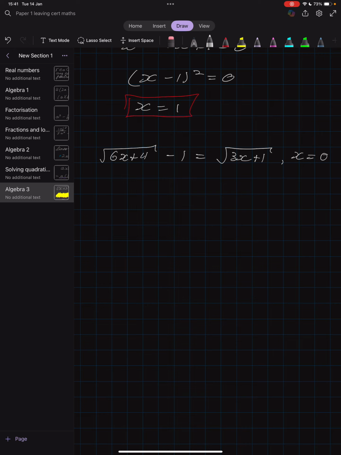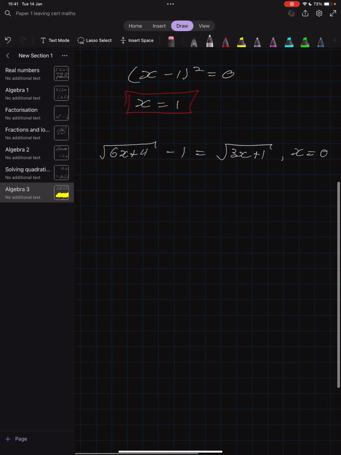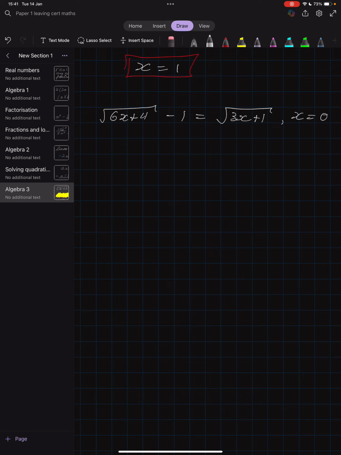And the square root of 1 is 1. So the solution is x equals 0. But I'm going to solve this the same way that we used to. If you are able to spot it, then fantastic. But if you can't, then don't worry about it.